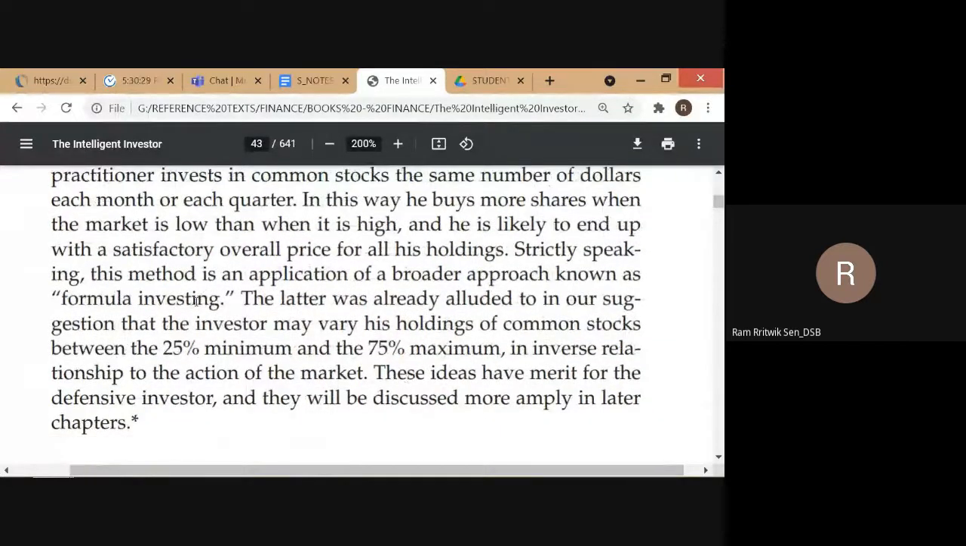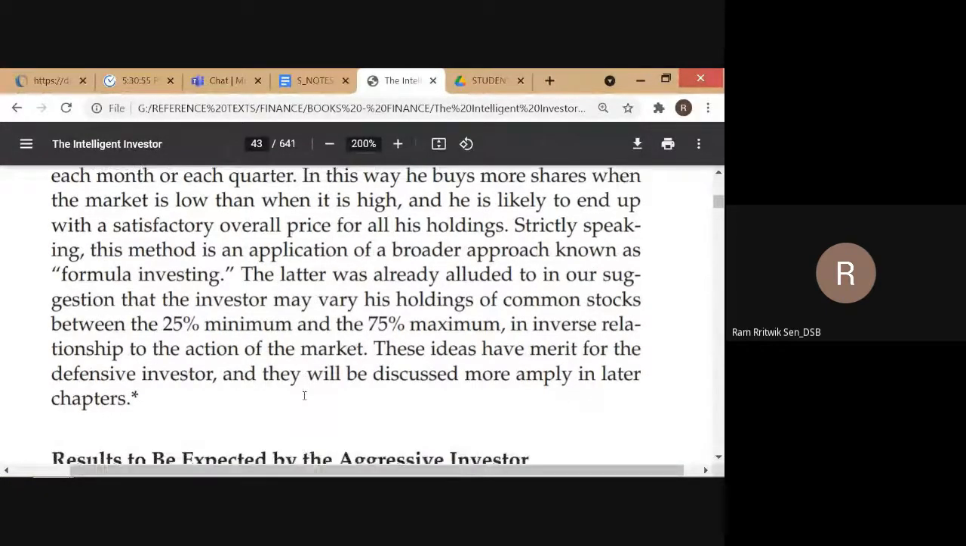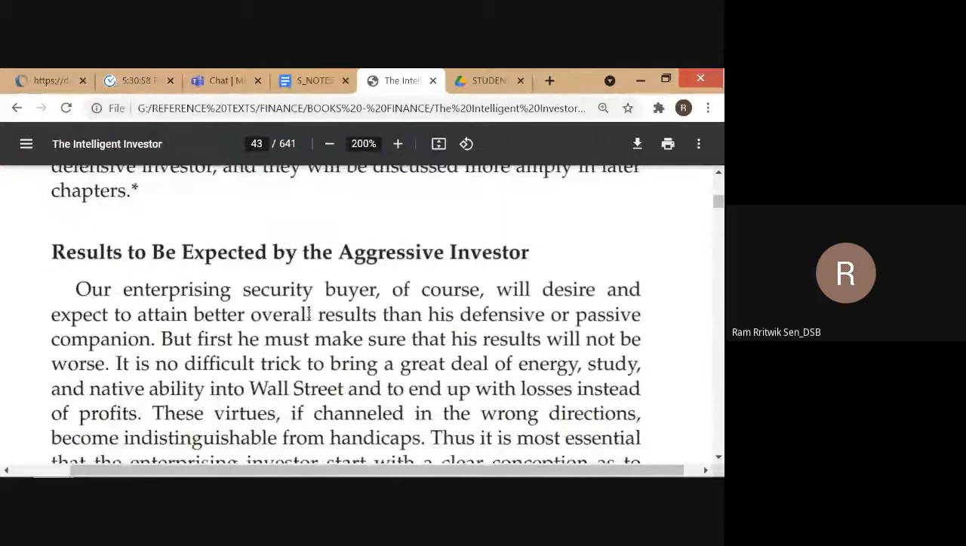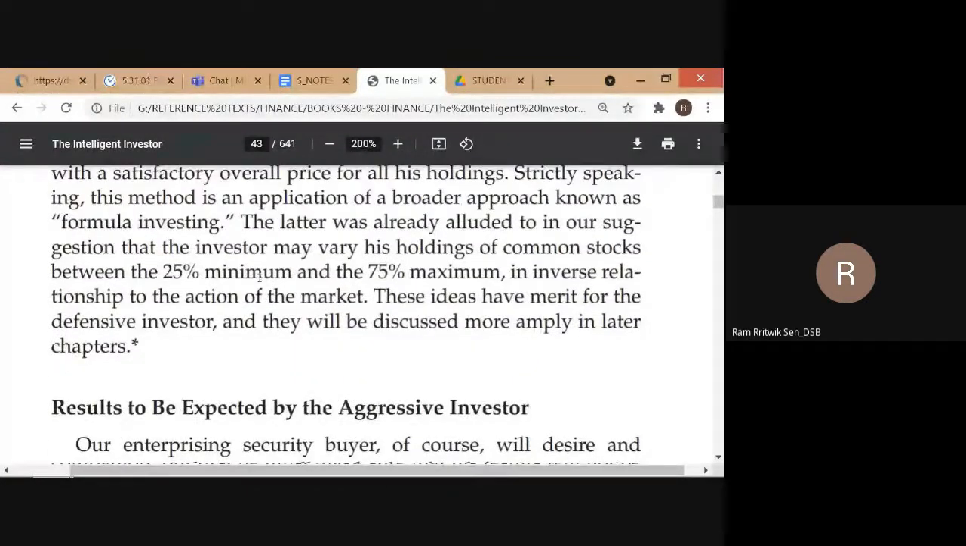So yeah, you see formula investing, these are all passive approaches, all the kind of index funds and all that, where you're basically saying that, I'm not smart enough to select anything in a profitable way. So let me just be kind of passive and keep investing regularly in a broad range of stocks or in an index fund. So again, talking about an inverse relationship to the action of the market, this tells you that this is a mean reversion approach. All right.